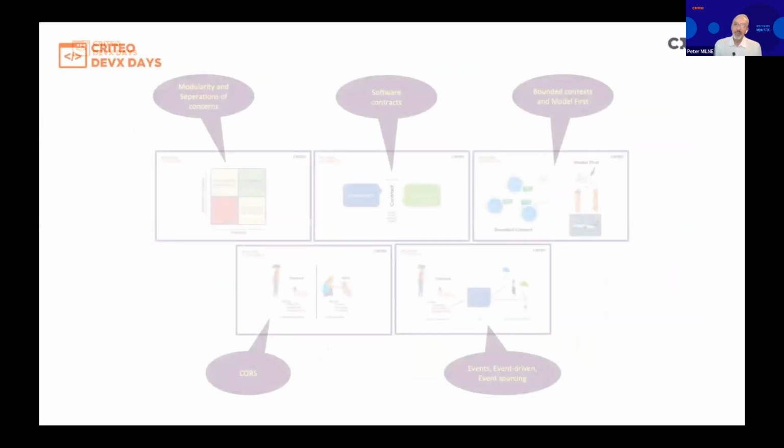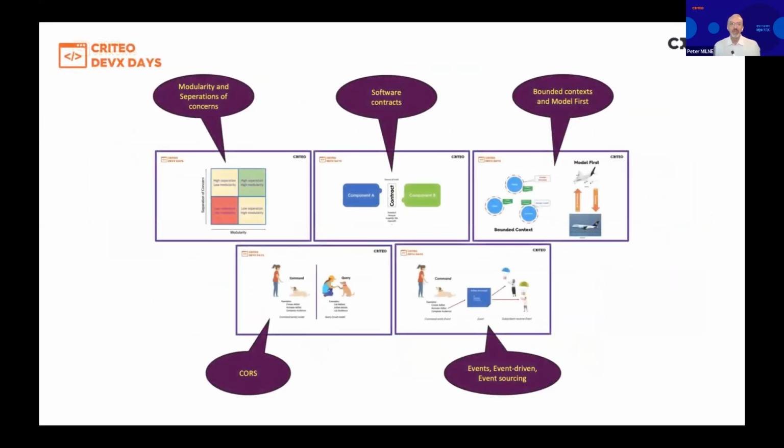Okay, so I've talked to you about these principles: modularity and separation of concerns, software contracts, bounded contexts, and model first. Please build yourself contracts and bounded contexts and allow yourself time to sleep at night. It'll make your life easier. CQRS is a way to separate your concerns. This is a great way if you have asymmetric workloads. And event-driven is something we can use. Event sourcing is something we do when we need to.